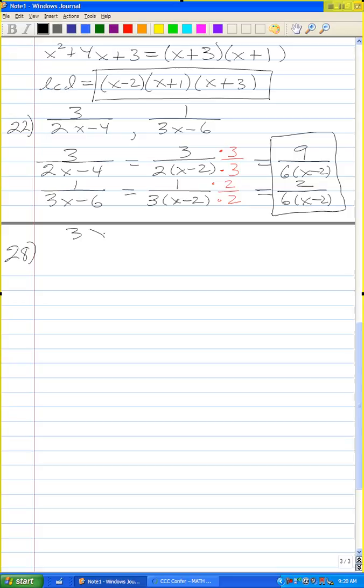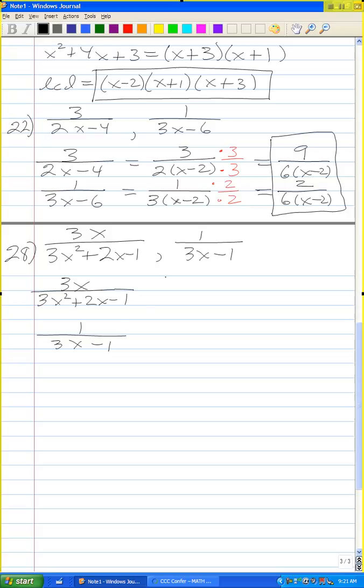3x over 3x squared plus 2x minus 1, and 1 over 3x minus 1. And so I have 3x over 3x squared plus 2x minus 1, and I have 1 over 3x minus 1. Let's factor the denominator. So this factors into 3x minus 1 times x plus 1.